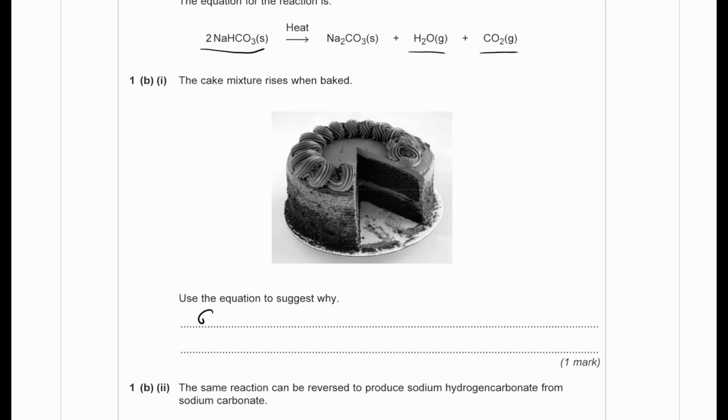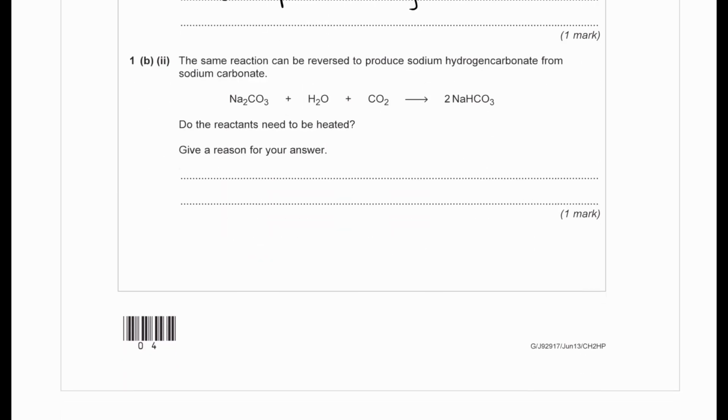So what I'm going to say is that gas is produced, causing the cake to rise. Alright, you could have been specific and said that CO2 or H2O gas is produced. Either of those would have been fine, but for 1 mark, that is more than enough.